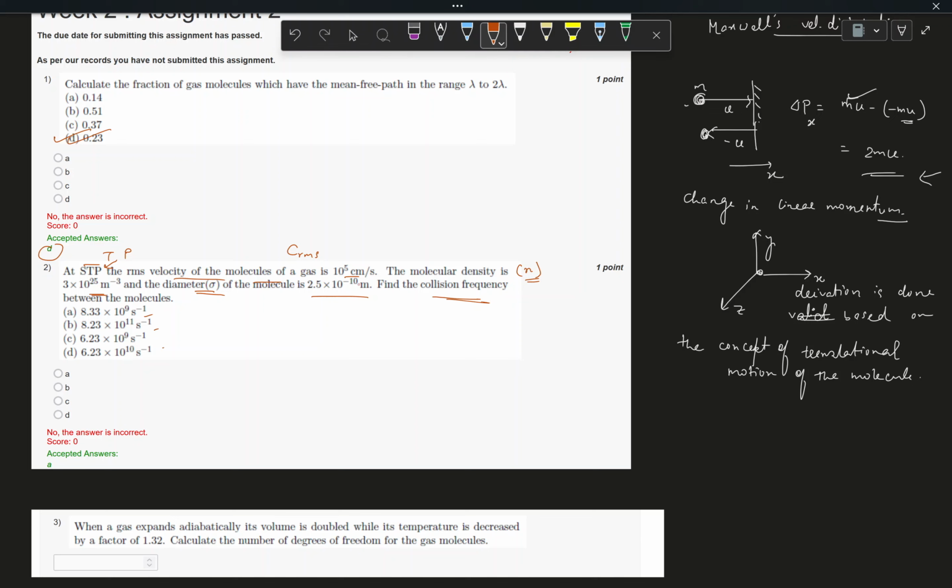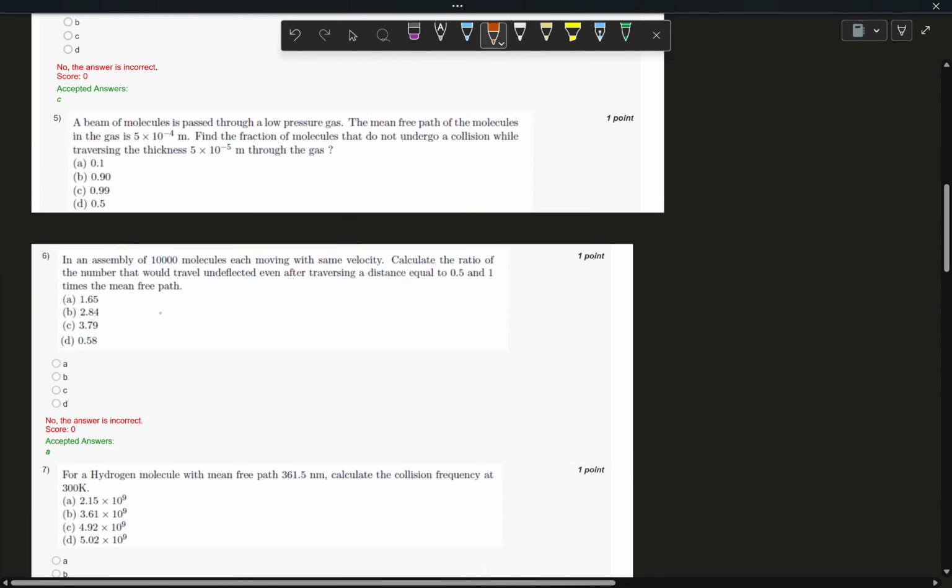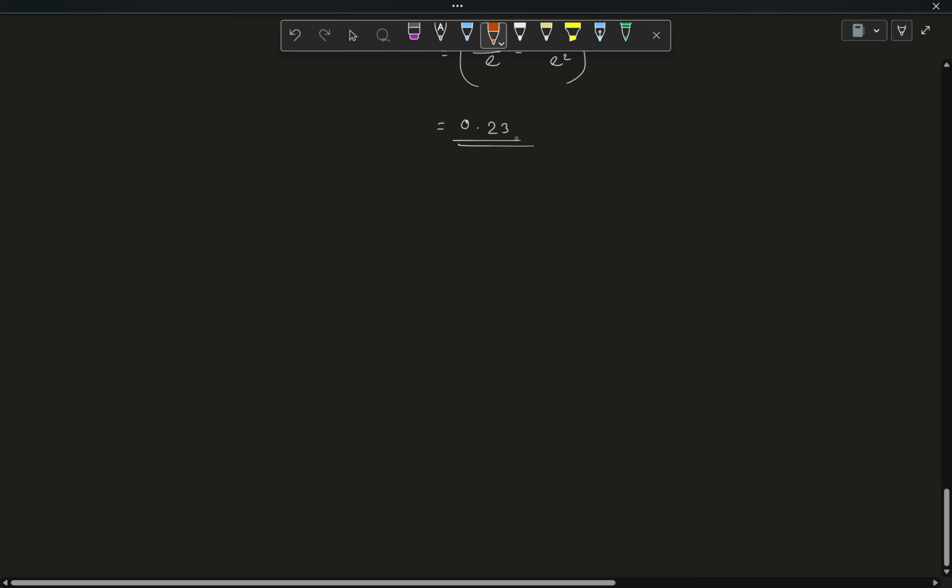So basically it has given you all the known parameters: the number density of molecules in that gas, the diameter of each molecule, the RMS velocity of the molecules, and the temperature and pressure at that point. Then you have to calculate the collision frequency between the molecules. Collision frequency means the number of collisions happening per unit time. That is why you have all the options in per second unit. So let us calculate how to do this.